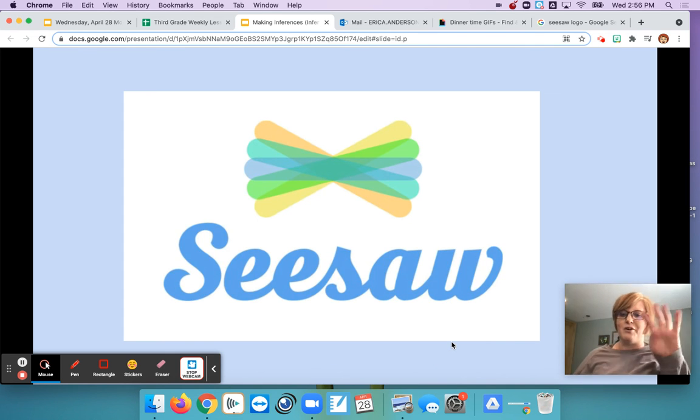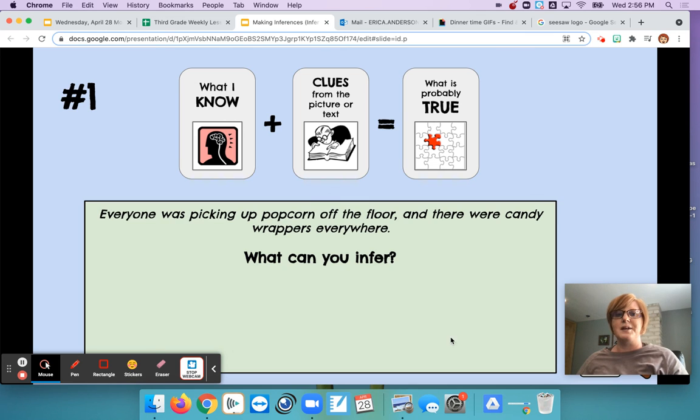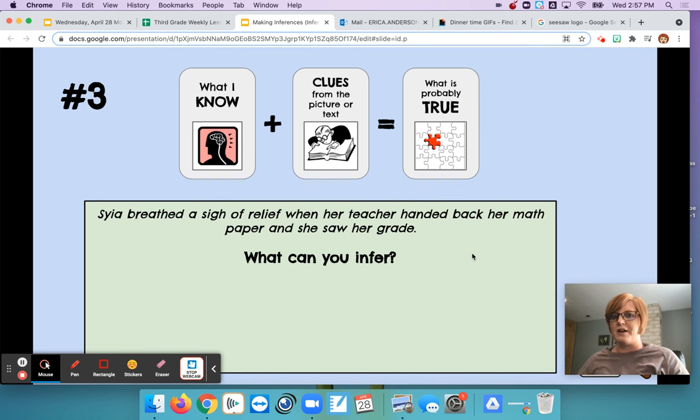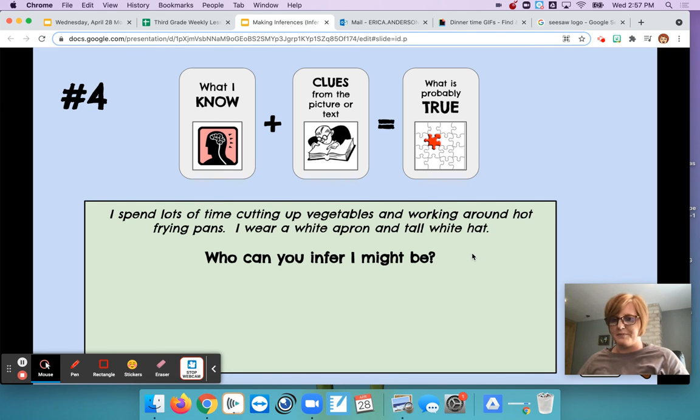In your seesaw today, you're going to have 4 little snippets. Each snippet will give you some clues. I want you to take what you already know, your schema, combine it with clues from the text to tell me what you can infer or what is probably true. You will do this 4 times.